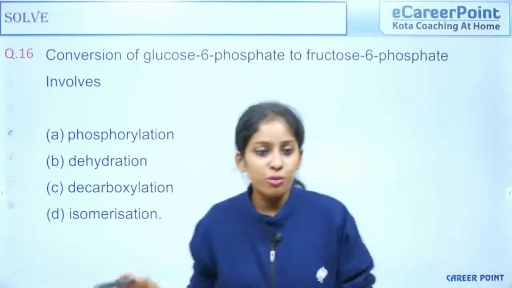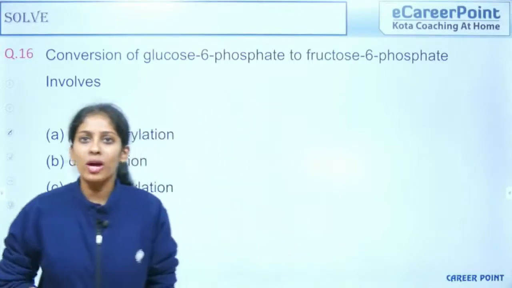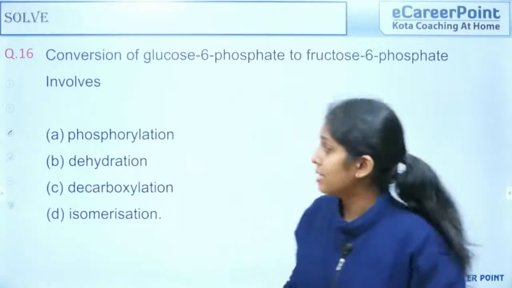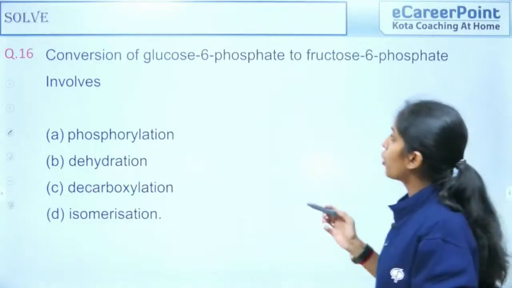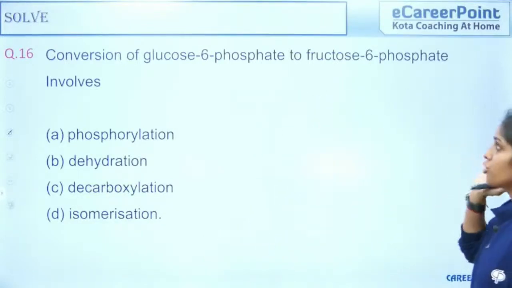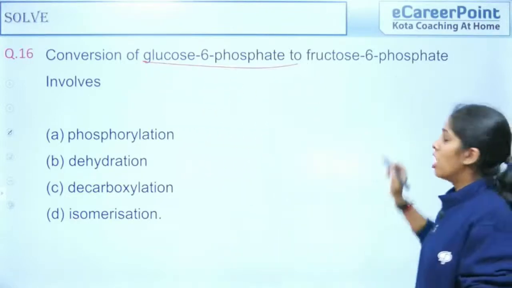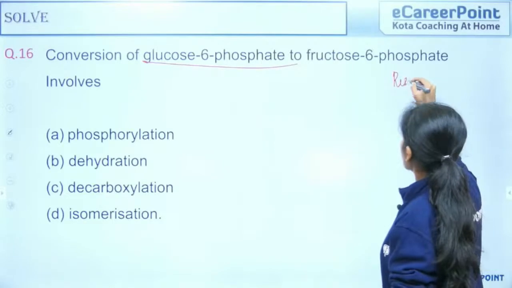Question 15 is done in such a quick time. Were the questions tough? I don't think so, right? So 10 more questions will be done. Conversion of glucose 6 phosphate to fructose 6 phosphate involves. This comes from respiration in plants.